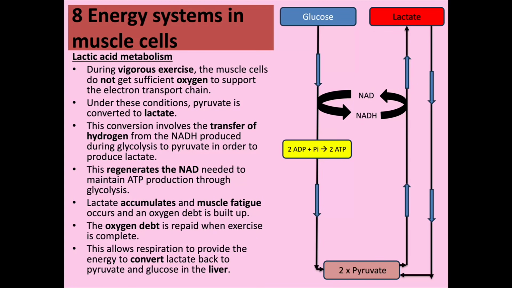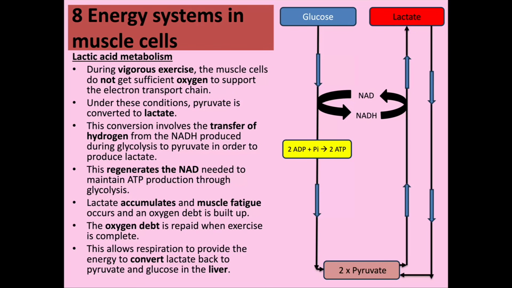Okay, so it's a nice cyclical process here, and we need that because we need glycolysis to keep happening, to keep producing those 2 ATP, because this is our only source of ATP at the moment. So we need that constant regeneration of NAD. Okay, otherwise we just wouldn't have any ATP.